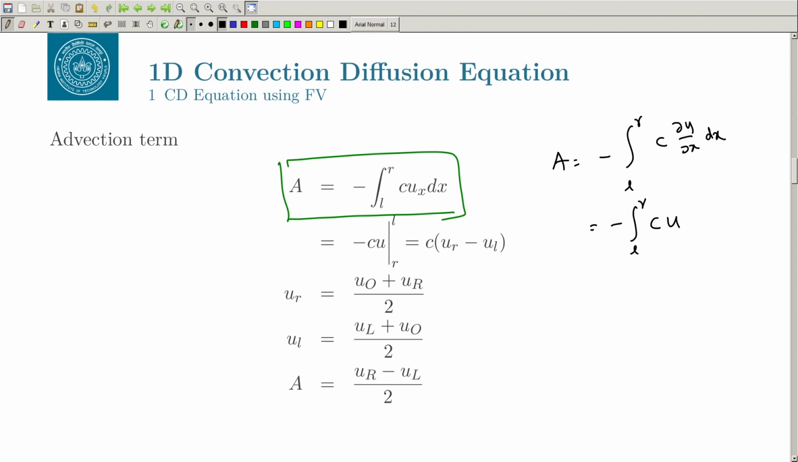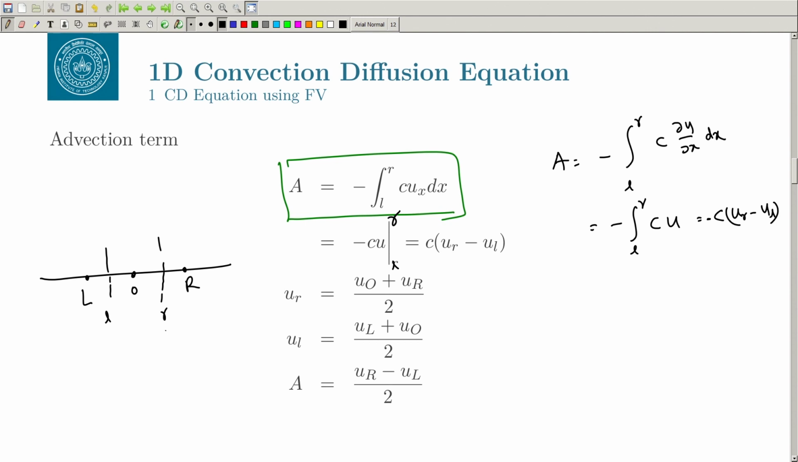Okay. So then it will become C (u_r - u_l). I think there will be a negative sign here. No, this is left to right, this is correct. Okay. So now what we will do, look at your diagram, what diagram we had: this is O, this is my R, this is R, this is L, this is L, right.